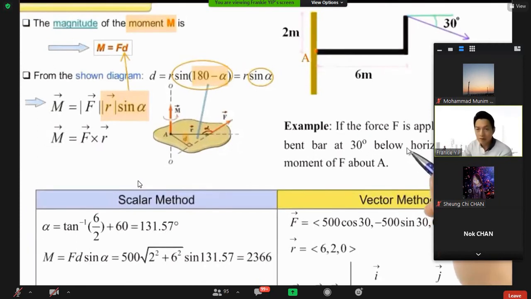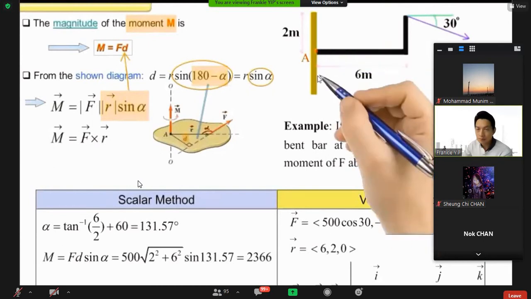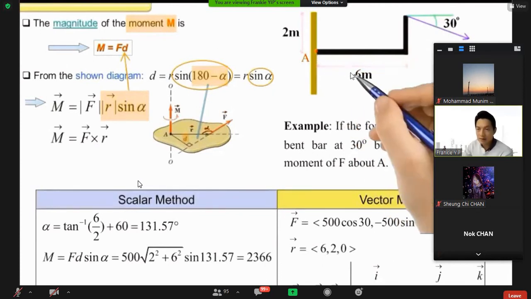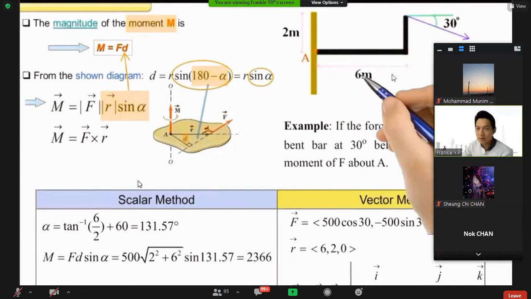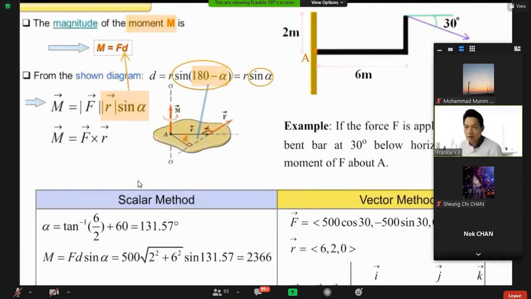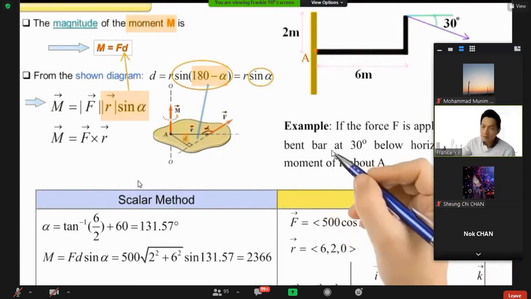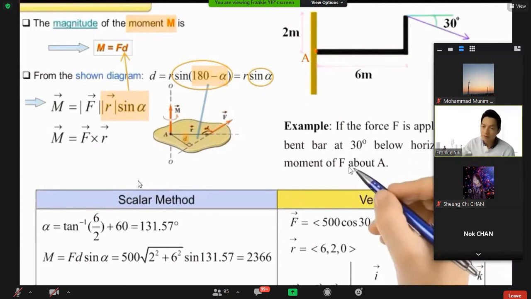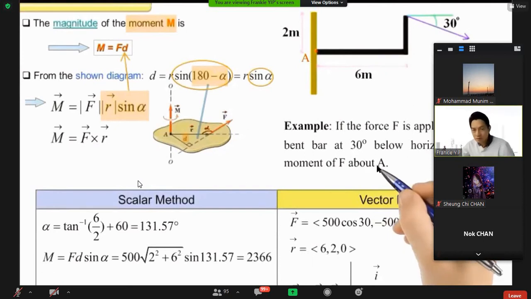Okay, here we go. We have the pivot point A, and then this is the D, 6 meters, and I apply the force over here, which is F equals 500 Newton. This is what we call a bent bar at 30 degrees. Now, when the force is applied to the end, find the moment of F about A. So, what's that?